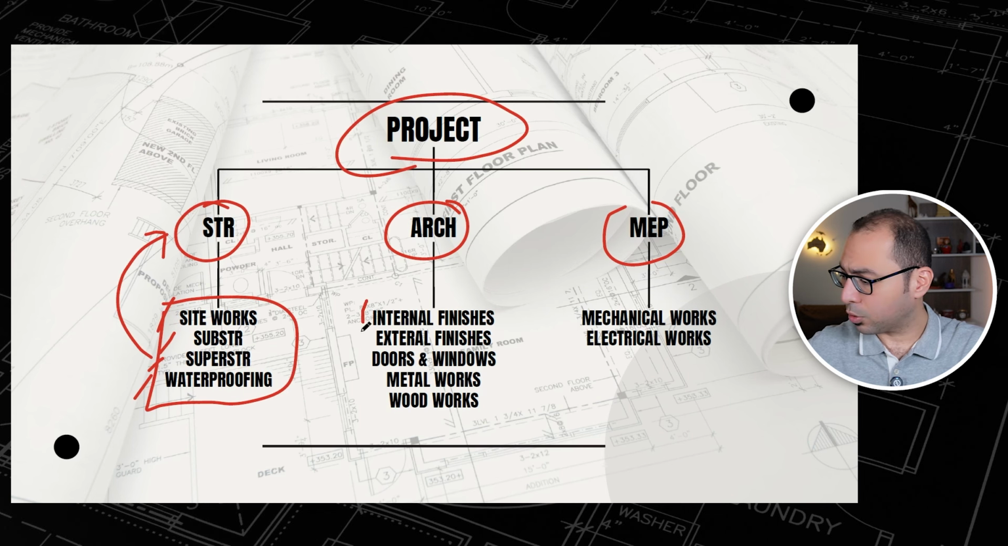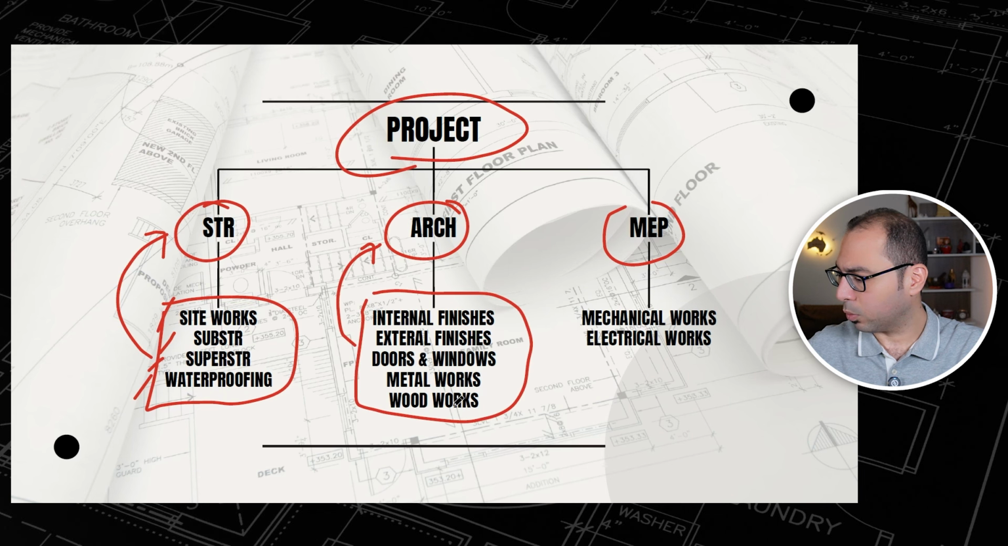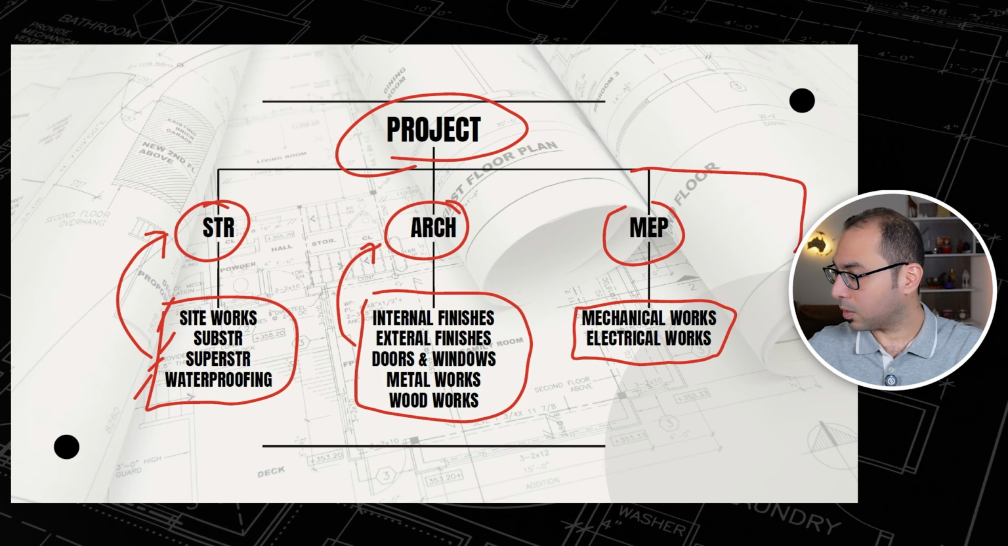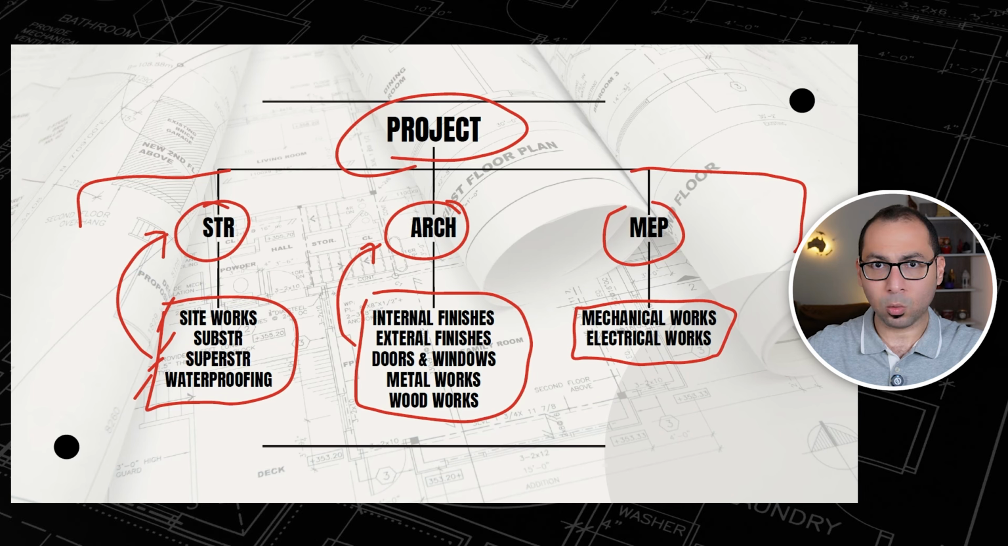And under the architectural, we have these packages here: internal finishes, external doors and windows, metalworks, woodworks, and so on. And under the MEP, we have mechanical and electrical. You might also have external works. You might have general requirements. So here I am just splitting the project into packages, and each package is being split into smaller packages, and each smaller package will be split into items.